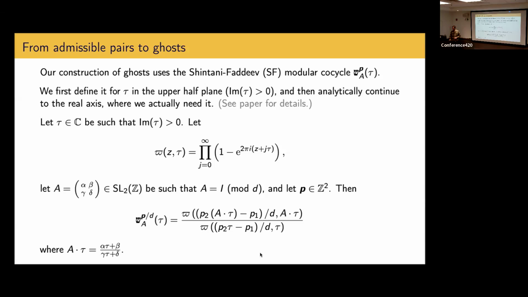When do you stop looping over all P? Well, P is only between 0 and D-1 in each coordinate. It's labeling the different displacements. So P is labeling a displacement. I say in Z squared, but really it only matters mod D. This thing has a period modulo D.